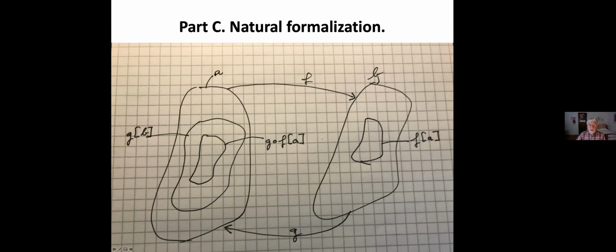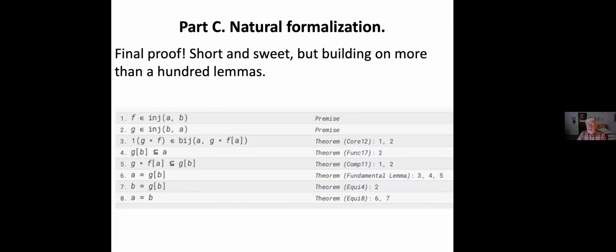So you apply it to obtain from the given bijection from A to G circle F of A, a bijection to G of B. G of B is, of course, of the same size as B, so you have a bijection between A and B. And it is that simplicity that is expressed in the final proof that we interactively gave. Here are the premises of the Cantor-Bernstein theorem, the verification of the antecedents of the fundamental lemma, application of the fundamental lemma, and some additional features of very simple lemmas.